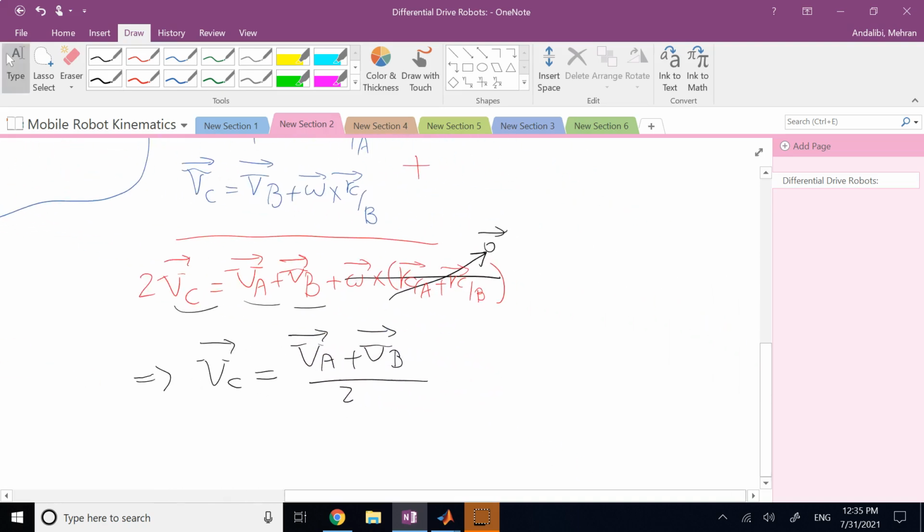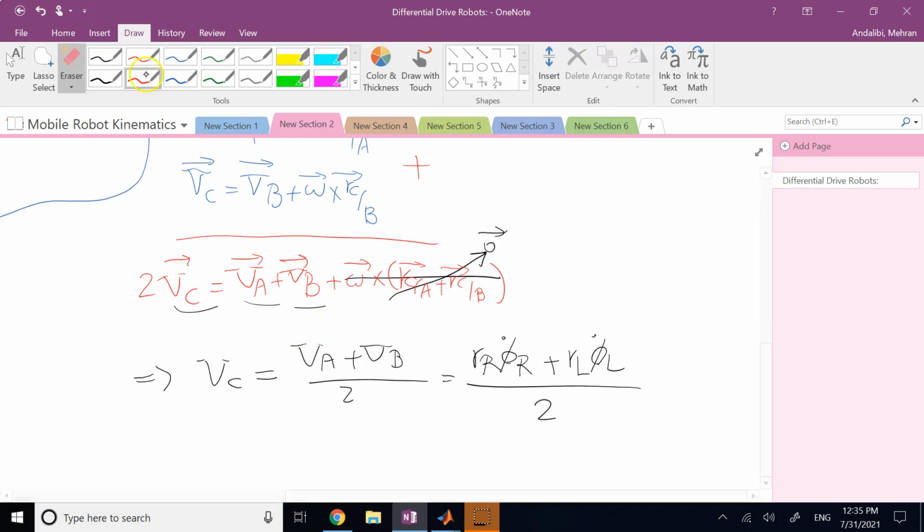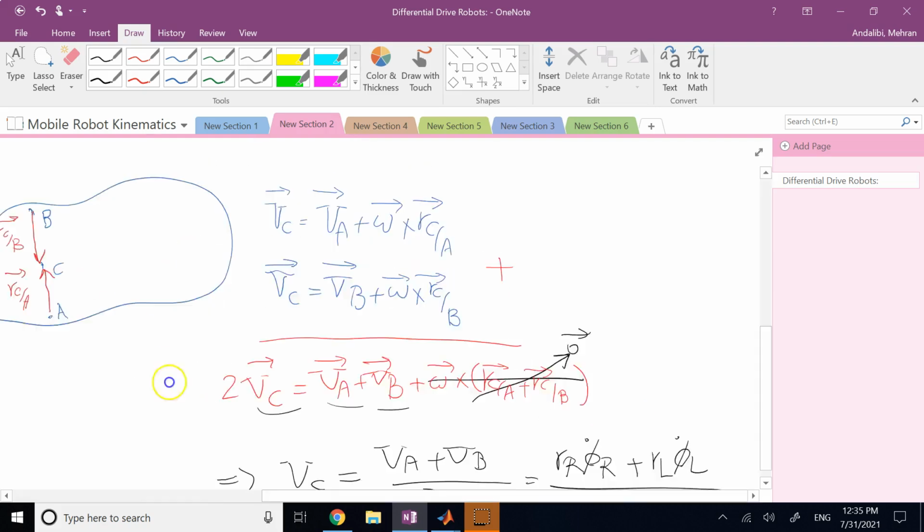Correct? And V of A, if you remember, was radius of the right tire times angular velocity of the right tire. The same thing for left, it was radius of the left times angular velocity of the left, divided by 2, correct? So the magnitude of VC, if we just want the magnitude of it, is clearly coming from this formula, right? R right, phi dot right plus R left, phi dot left, divided by 2.